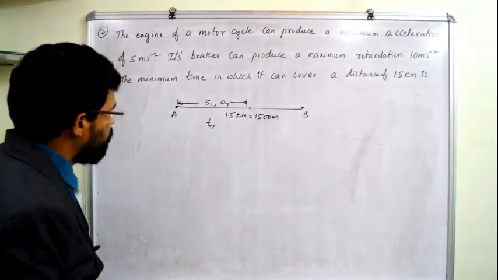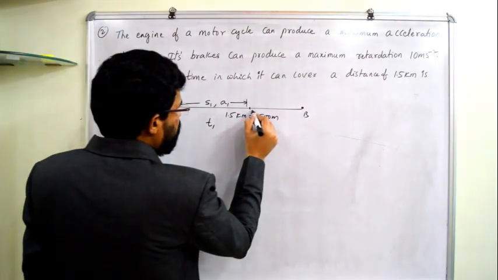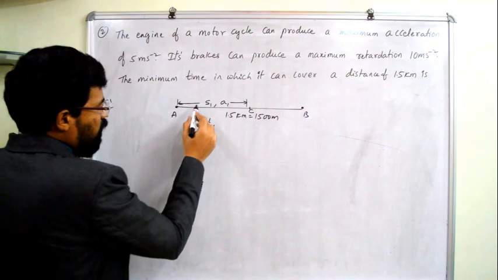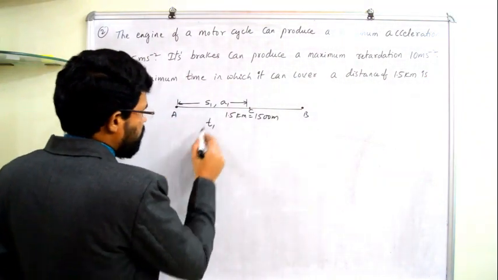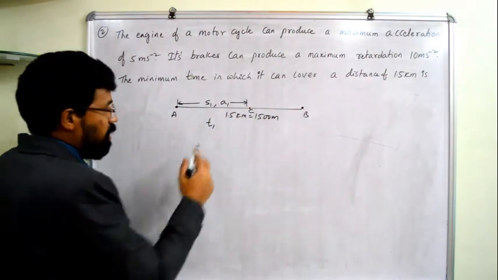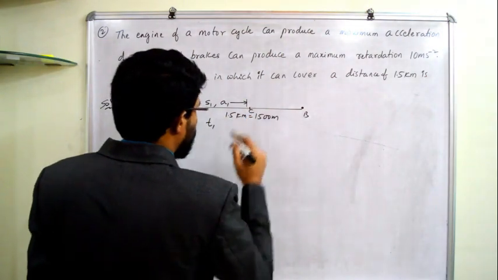I hope you are able to follow. So, from point A to C, I will call this point C. From point A to C, how much is the distance it has covered? S1 distance. With what acceleration has it travelled? A1 acceleration. And how much time has it taken? T1. And beyond point C, let us say it started undergoing retardation.